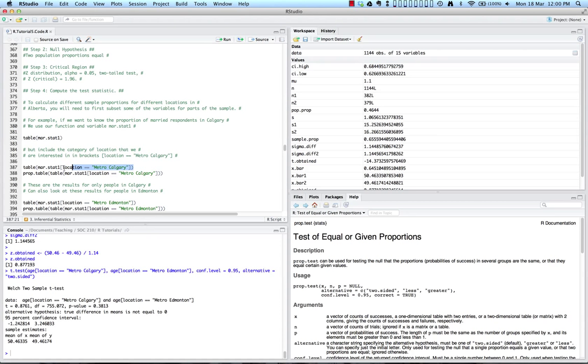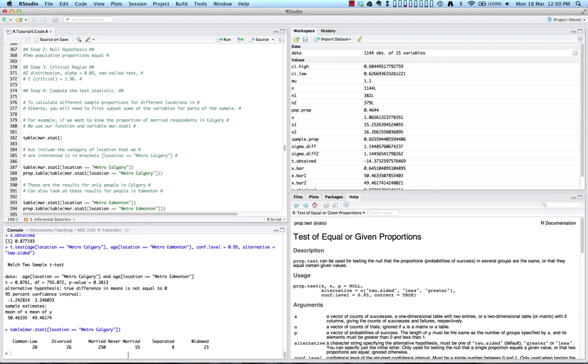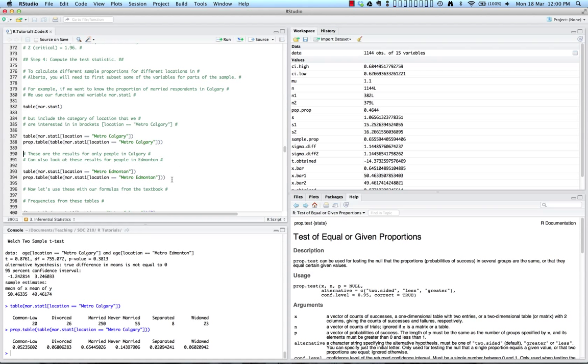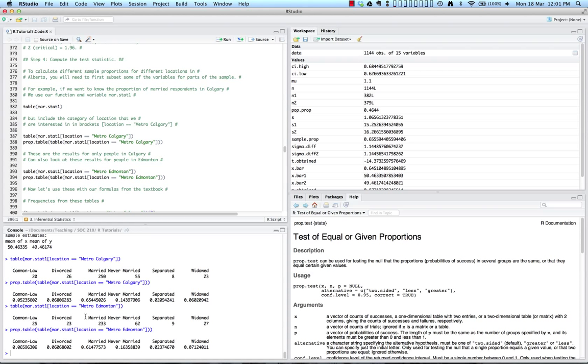So let's say we want the proportions for Calgary, or the frequencies for Calgary. We'll start with table, and this tells us the frequency across respondents from Metro Calgary. Let's say we want our proportions. We can also use prop.table again, and that will tell our proportions across Calgary. So these are the results for only people who listed their location as Calgary. We can also look at these results for people in Edmonton as well, using the same functions but changing our location from Metro Calgary to Metro Edmonton. So let's do that, and we see we have our frequencies and proportions for Edmonton as well.